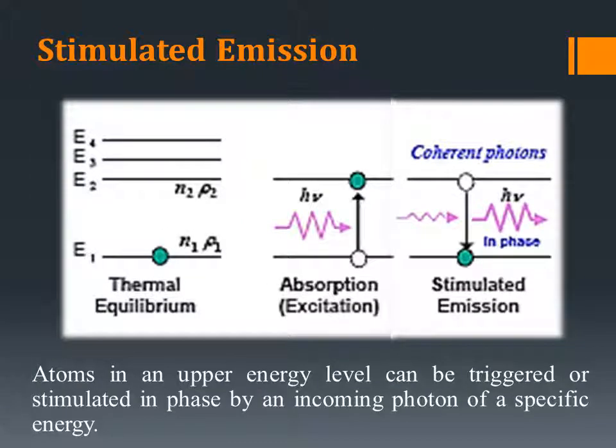Finally, we have stimulated emission, where atoms in the upper energy level can be triggered or stimulated in phase by an incoming photon of a specific energy, mostly h nu equal to E2 minus E1. The resultant of this stimulated emission is a set of coherent photons all moving in the same direction and thereby possessing a high intensity.